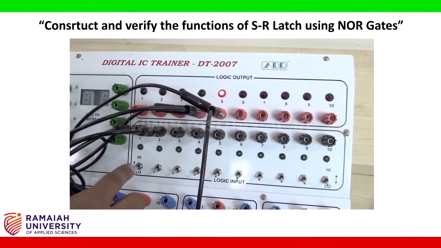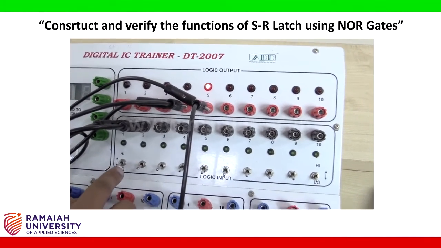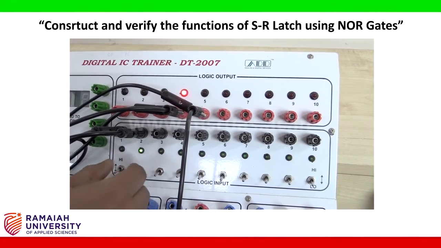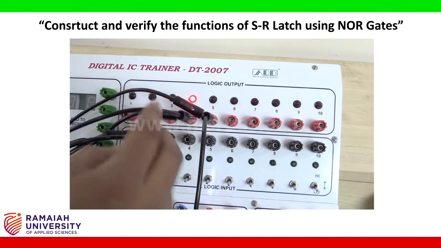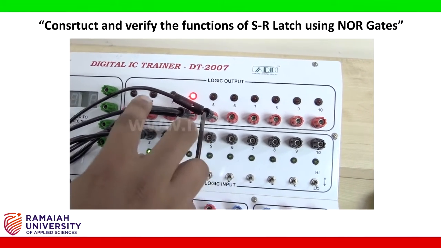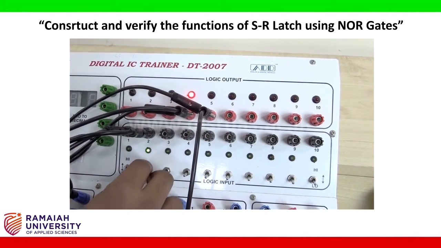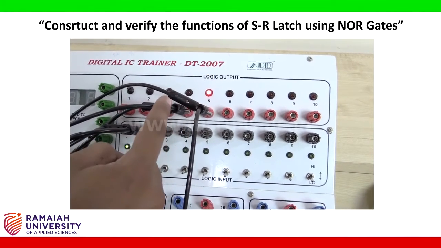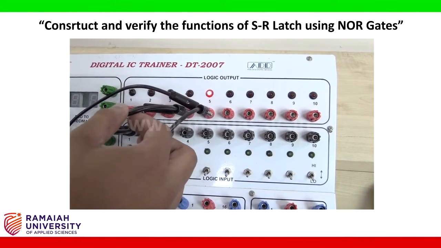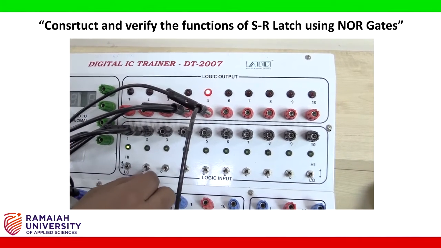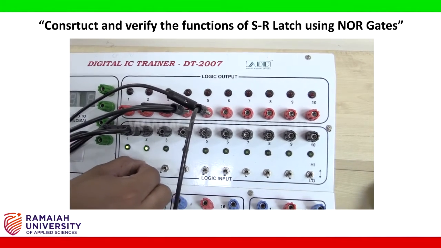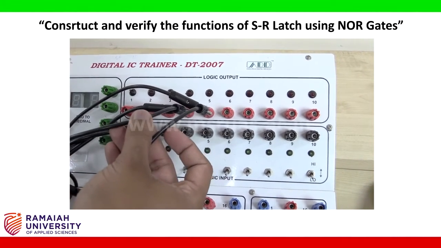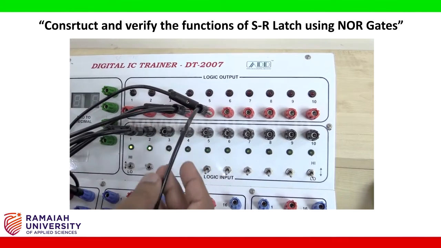Now I will try to change the input positions according to the truth table. I will make 0 1. So reset is 1, so therefore the output Q bar is 1 and Q is 0. So this represents reset condition. Then for the another input 1 0, you can see Q is set to 1, Q bar is set to 0. This is nothing but set state. And at the last, both the inputs are high, that means both set and reset are high. So therefore you can see the outputs both are low. This represents intermediate state of the output. So this completes the experiment.